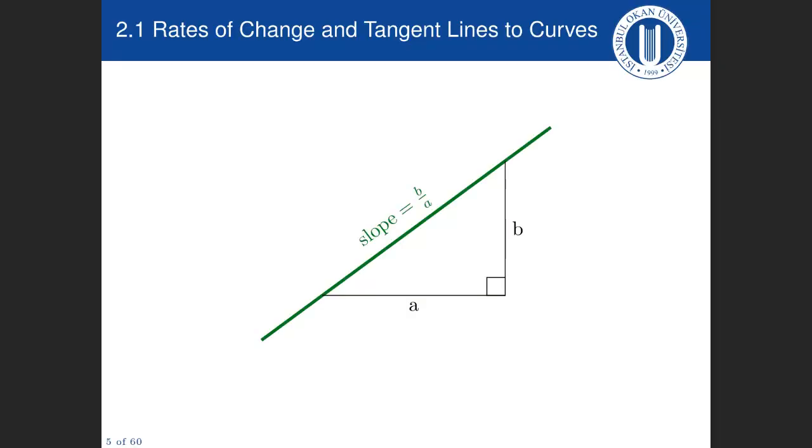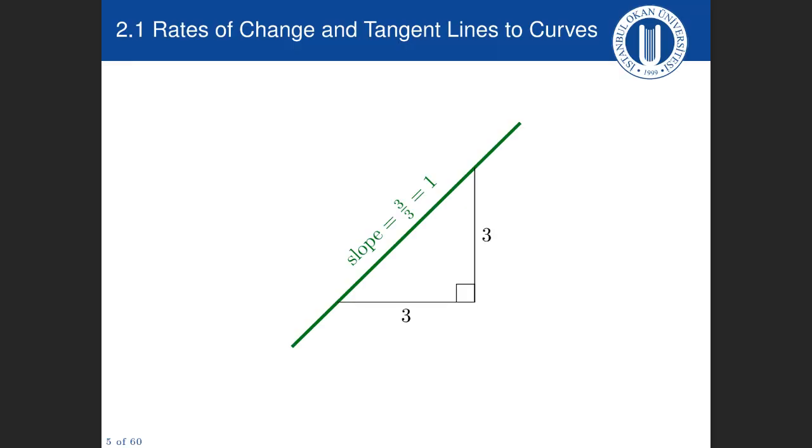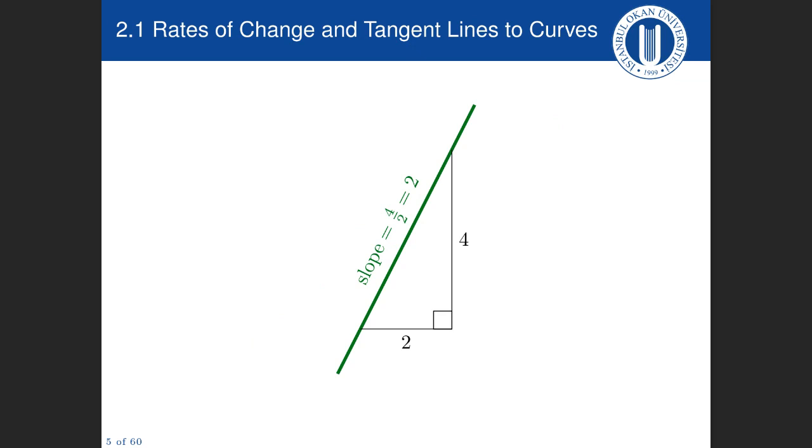More generally, if we have a green line like this, and if we can draw a triangle of base A and height B, then we say that the slope of this green line is B divided by A. This green line has slope 3 divided by 3, or slope 1. And the next green line has slope 4 divided by 2. The slope of this green line is 2.